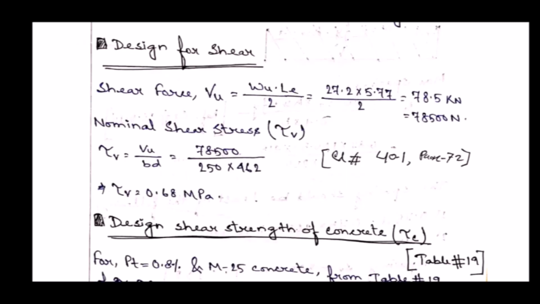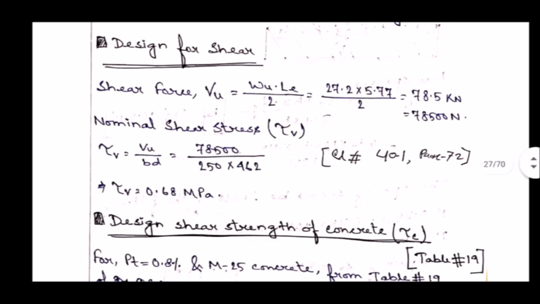So WU is 27.2, we have already found out, and that is multiplied by effective length, that is 5.77 by 2, that is equal to 78.5 kilonewton, that is equal to 78,500 Newton. So from this we have to find out the shear stress, because we have to design for shear stress and provide reinforcement for that.